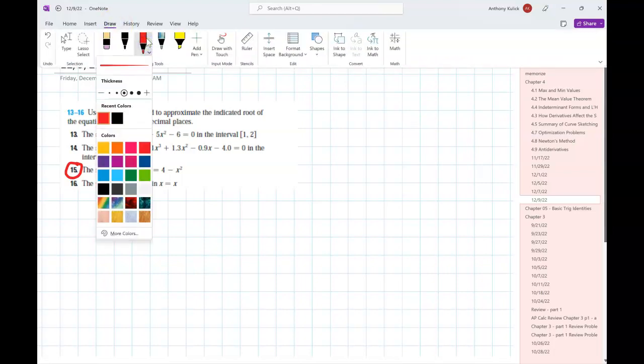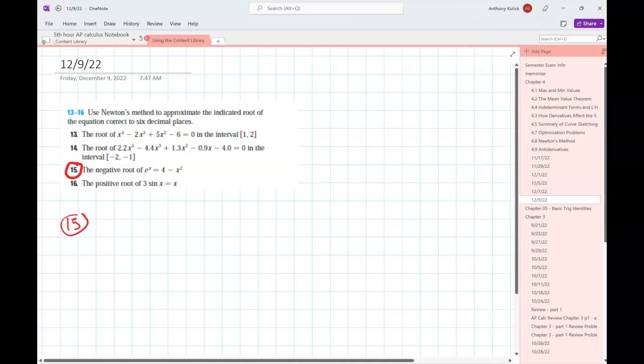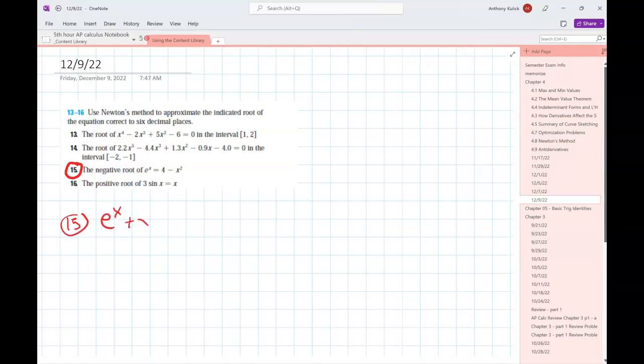So the first thing I would do is I would rearrange this so that it's equal to 0. So this guy is going to be like my f of x. Okay with that?